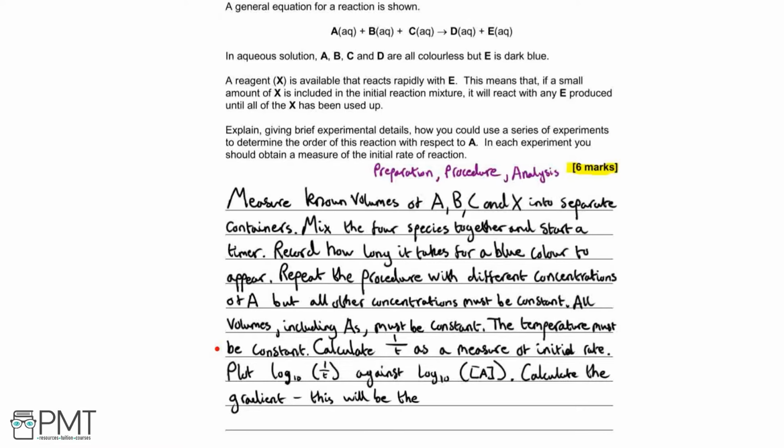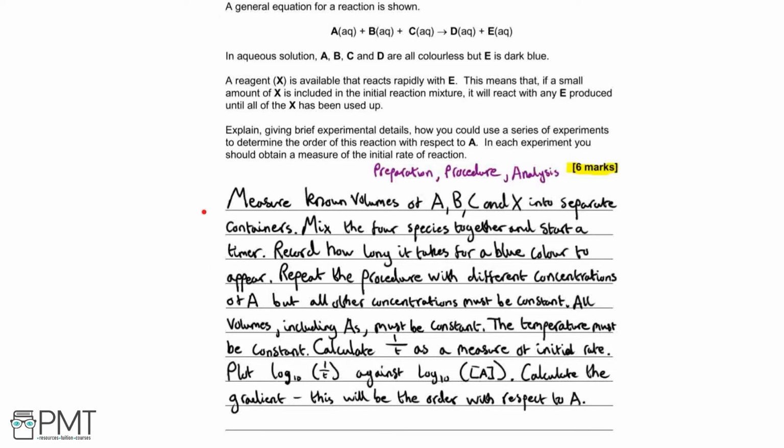So that's why we use a logarithmic graph there, because it enables us to more easily find the order with respect to A. Whereas if we simply plotted a standard graph without using logarithms for our scales, what we end up with is a curved graph, which we would then have to really study the shape of in order to determine the order. Whereas this way, the order is just the gradient. So those are our 3 stages for this question.